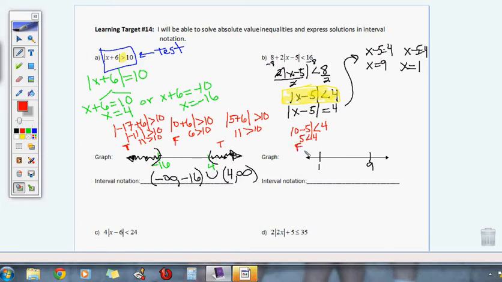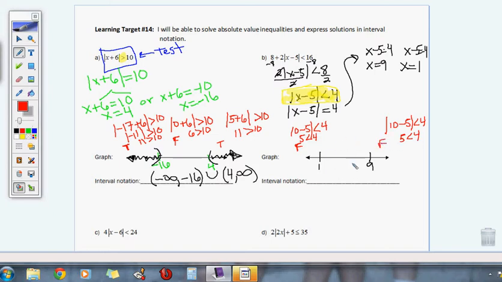That's a false statement. All right, if you test the number 10, 10 minus 5, is that less than 4? Well, that's going to be 5. Absolute value of 5 is 5, less than 4. That's still a false statement.